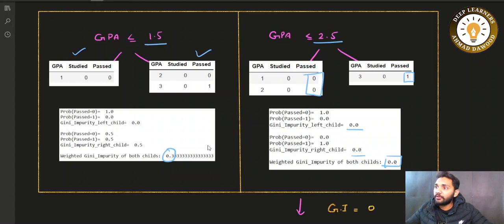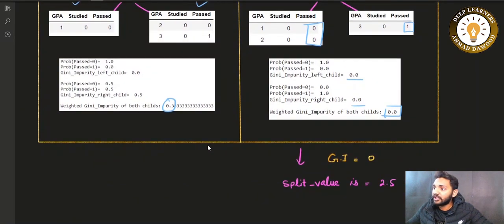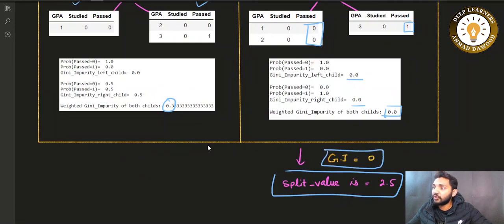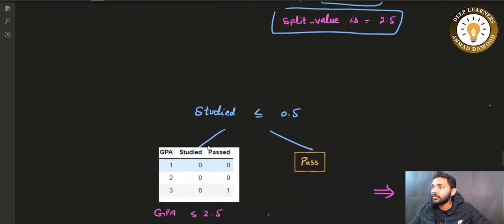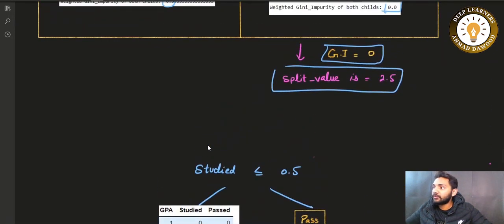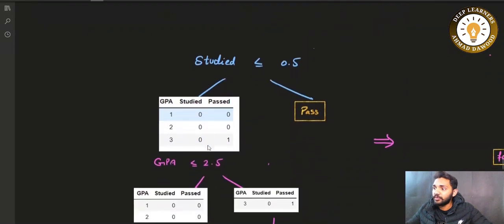Okay, so out of the two possible values where we can split our data set, the GPA split value of 2.5 has less Gini impurity than the other. So the split value will be 2.5, because its Gini impurity is equal to 0, which is less compared to the other valid partitions. So now we will split on the basis of the split value 2.5 of GPA.